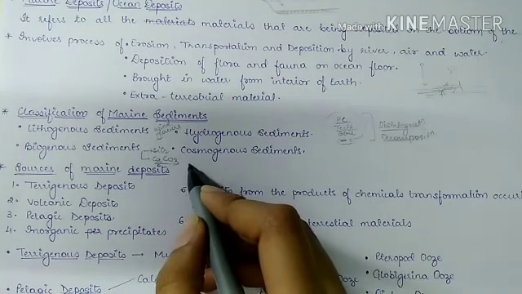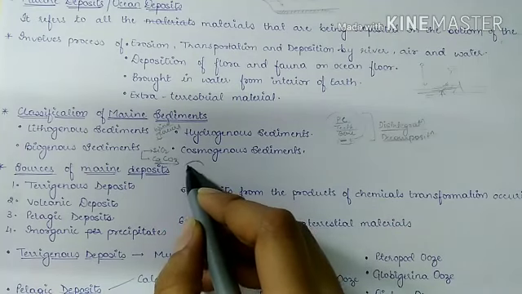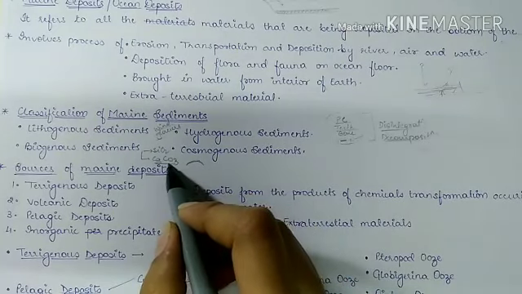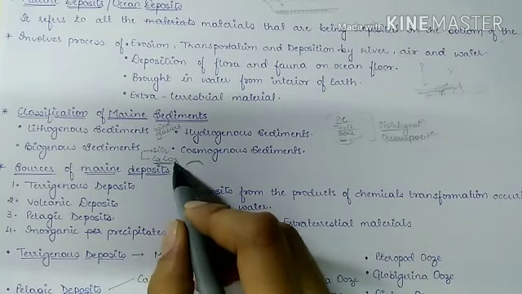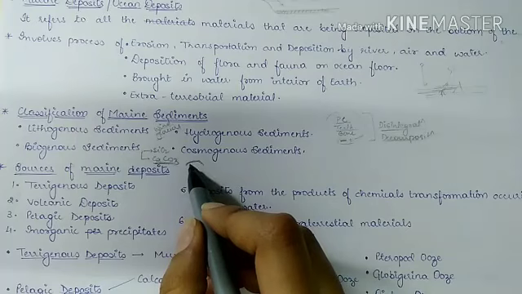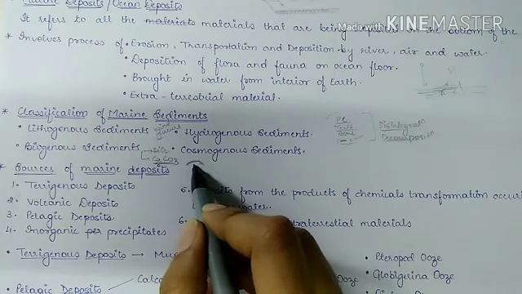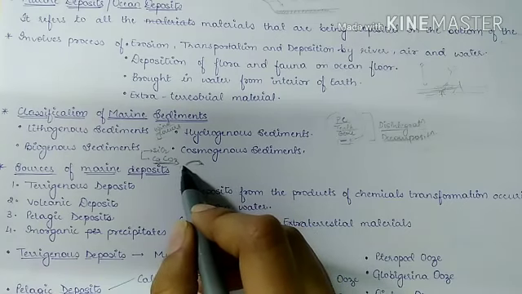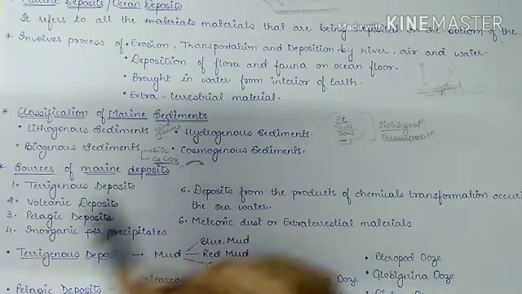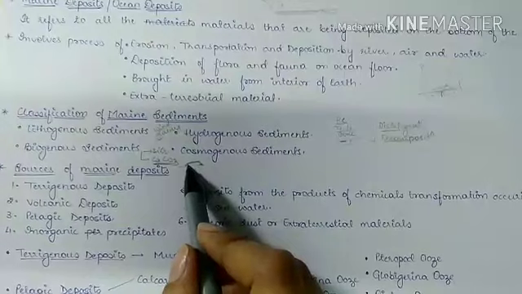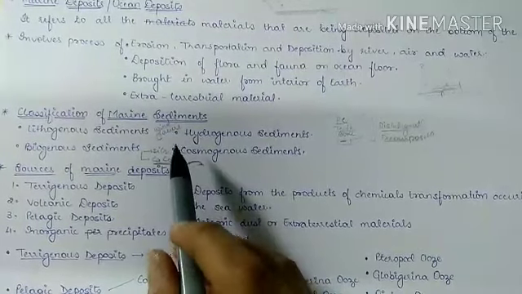So these organisms have a protective covering, and this protective covering comprises CaCO3. When these animals die, the protective coverings remain undissolved, and these now contribute to oceanic deposits.